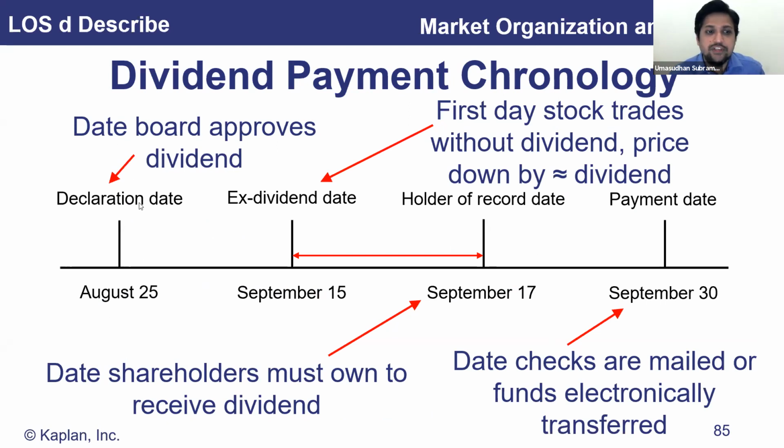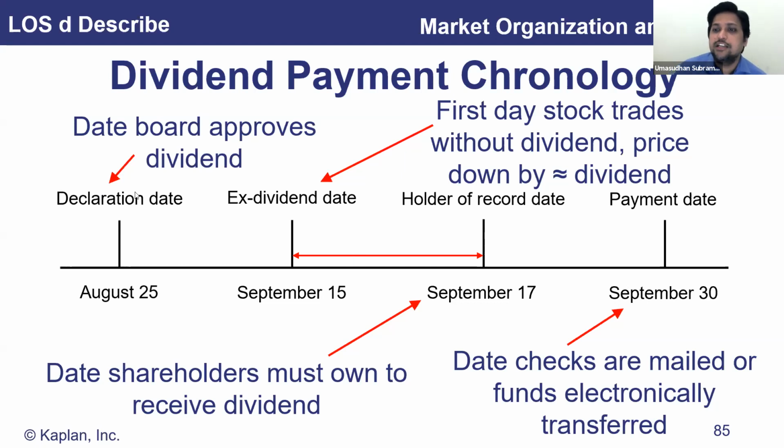Right, now, first of all, look at this. We are looking at a range of dates starting from August 25th until September 30th. We are talking about various dates: declaration date, ex-dividend date, holder of record date, and the payment date. You need to understand each of them properly, because in the exam they could actually ask you to describe any of these.